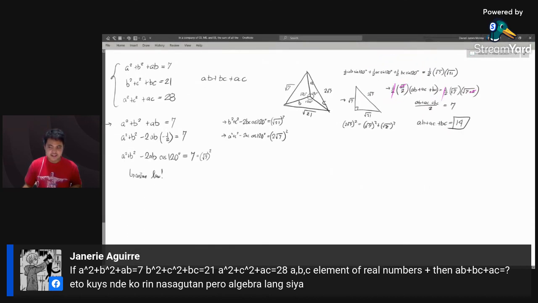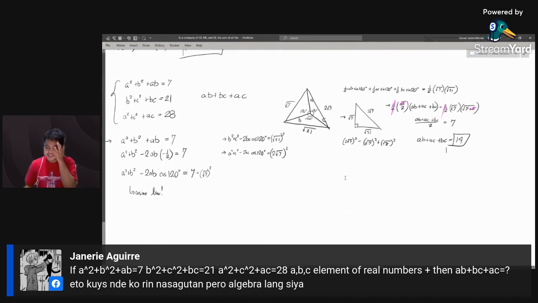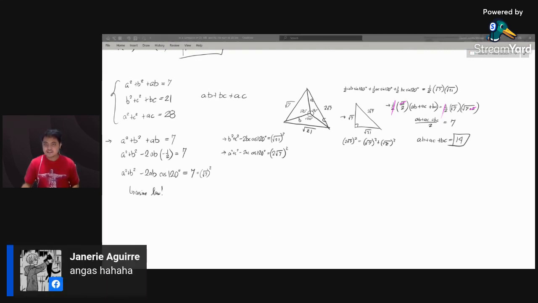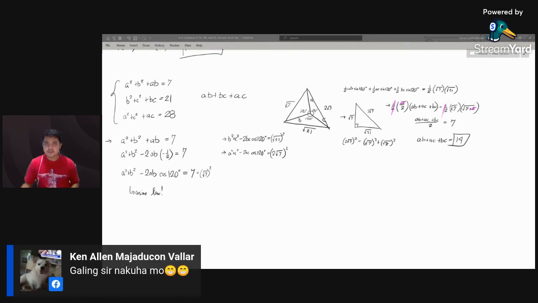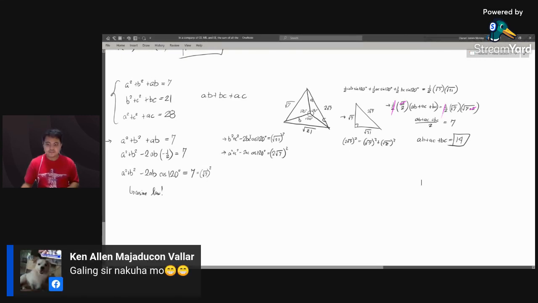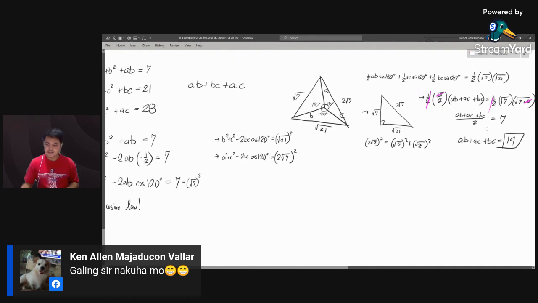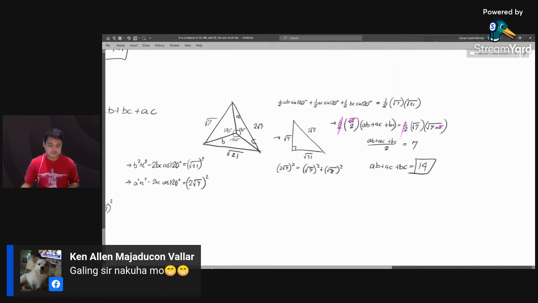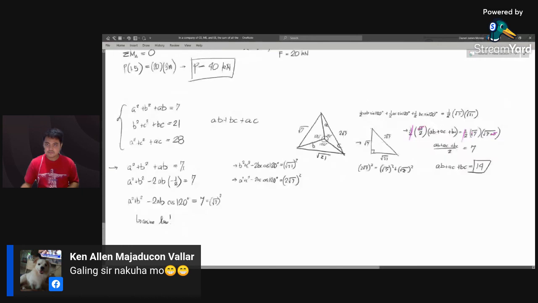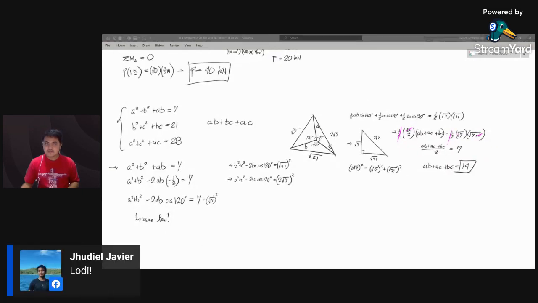Pero yun, no? Kailangan, you need eagle eyes. Eagle eyes, no? Para makita mo na, cosine law pala. Tapos after mga cosine law, ganito pala yung figure. Di ba? But yeah, it's 14. 14 yung ating value. Yun na yun.